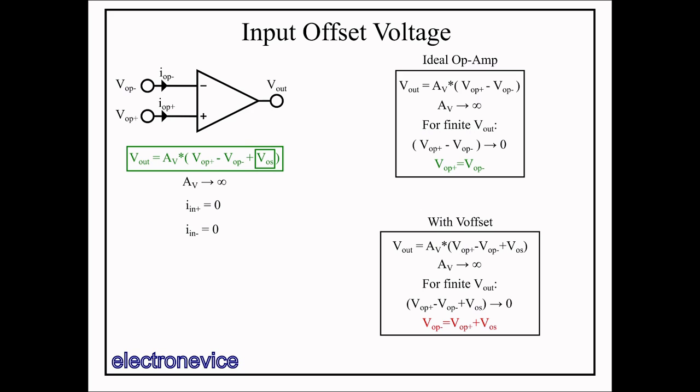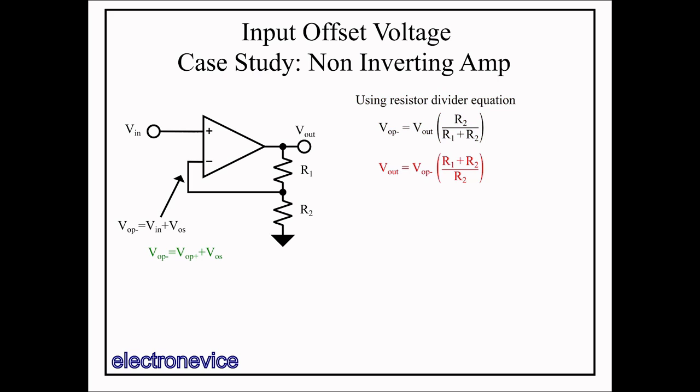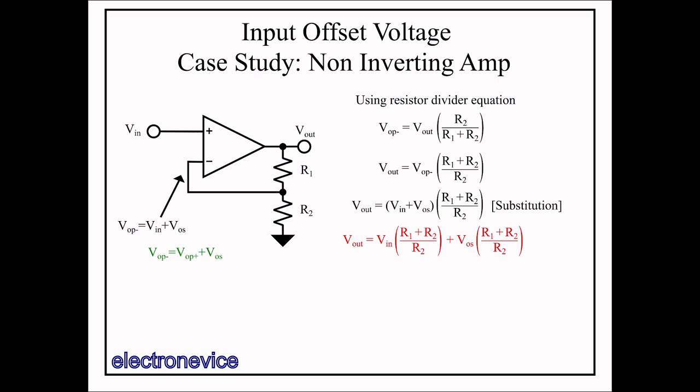Now let's see how this affects the non-inverting amplifier circuit. Recall the non-inverting amplifier circuit here, with VOP+ connected to Vin, the input voltage applied to the circuit, and VOP- equal to Vin plus VOS from the new op-amp equation we just derived, shown in green. Using similar methods to derive the output voltage, we apply the resistor divider equation as though Vout is the desired variable. We then invert the equation to get an expression for Vout in terms of VOP-. Next, we substitute in the expression for VOP- and separate out the Vin term and the VOS term.